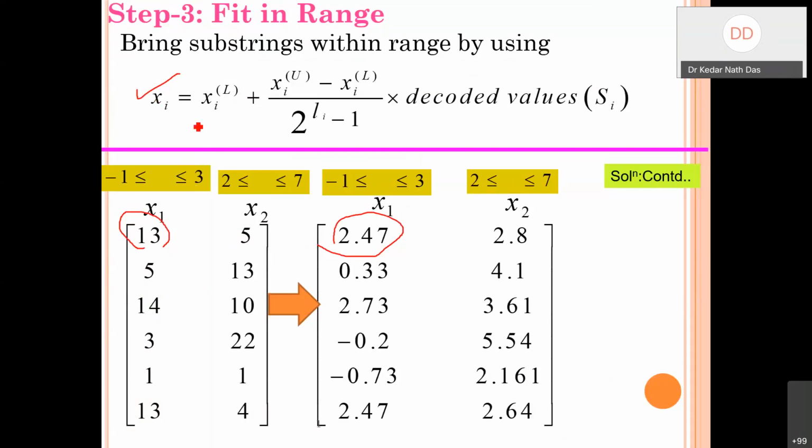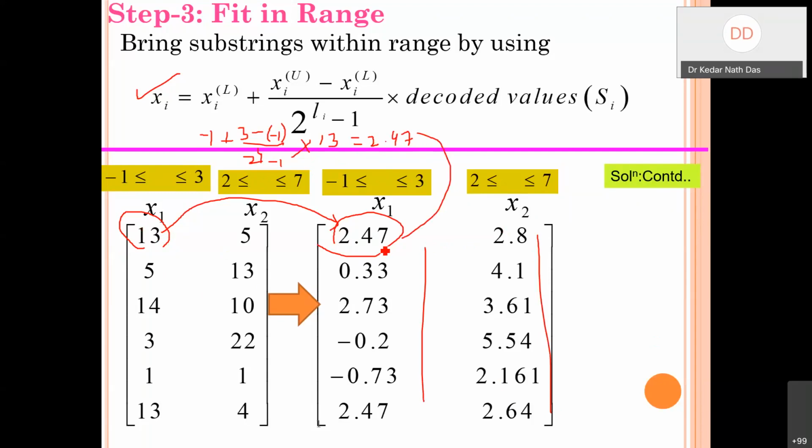So the lower bound here is -1, because for x1, how this has been done, I am just telling you by using this formula. So the lower bound is -1 plus the upper bound, which is 3, minus the lower bound, that is minus of -1, divided by 2 power li, the string length for the first variable, which is 4, into the decoded value, which is this 13. So that is how we can convert this 13. This is equal to 2.47. Okay, so that is how we can get this value. Similarly for the x2 column, we can calculate all those values.